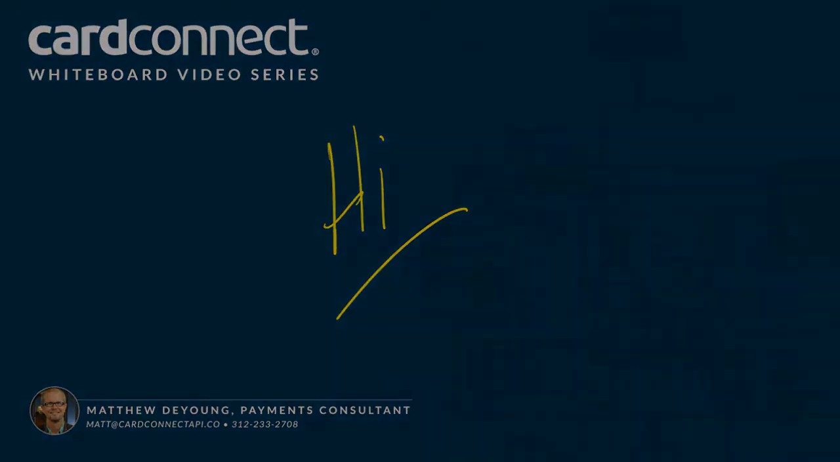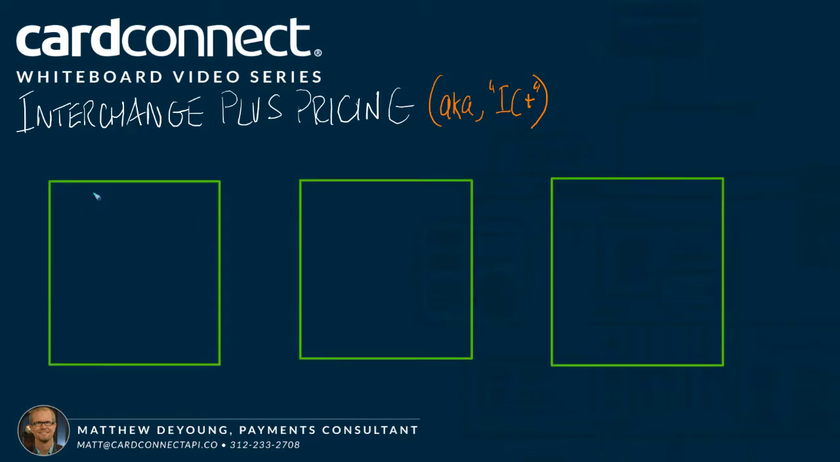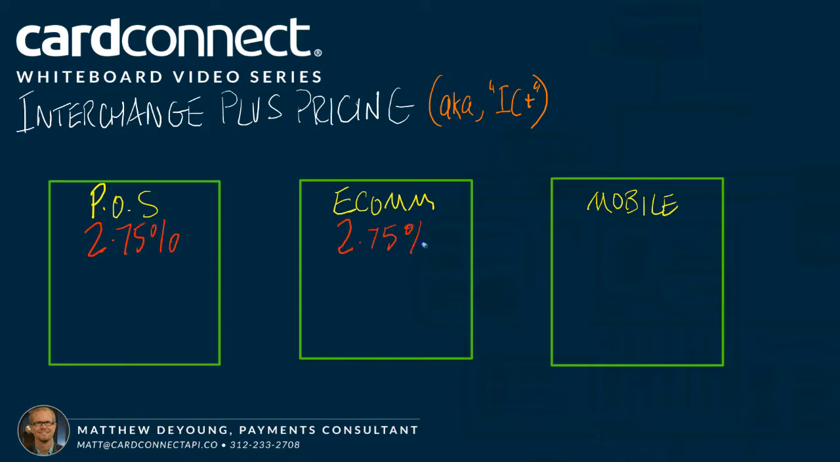In this video, I want to talk to you about Interchange plus pricing. And let's assume today that you're being charged a flat rate, not interchange plus pricing. Flat rate's very common. And let's say you're doing point of sale, e-commerce, and mobile business. And across those different sales channels, you're being charged 2.75% of your transactions for credit card processing.